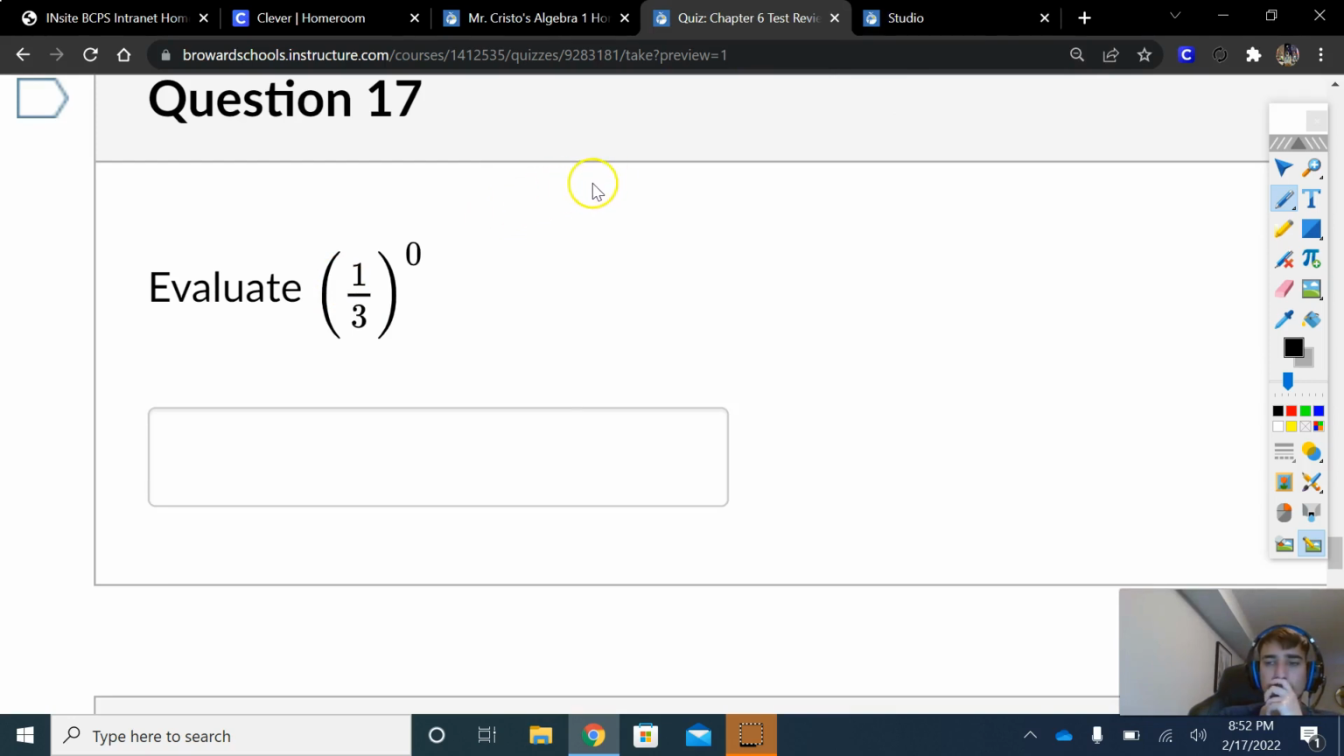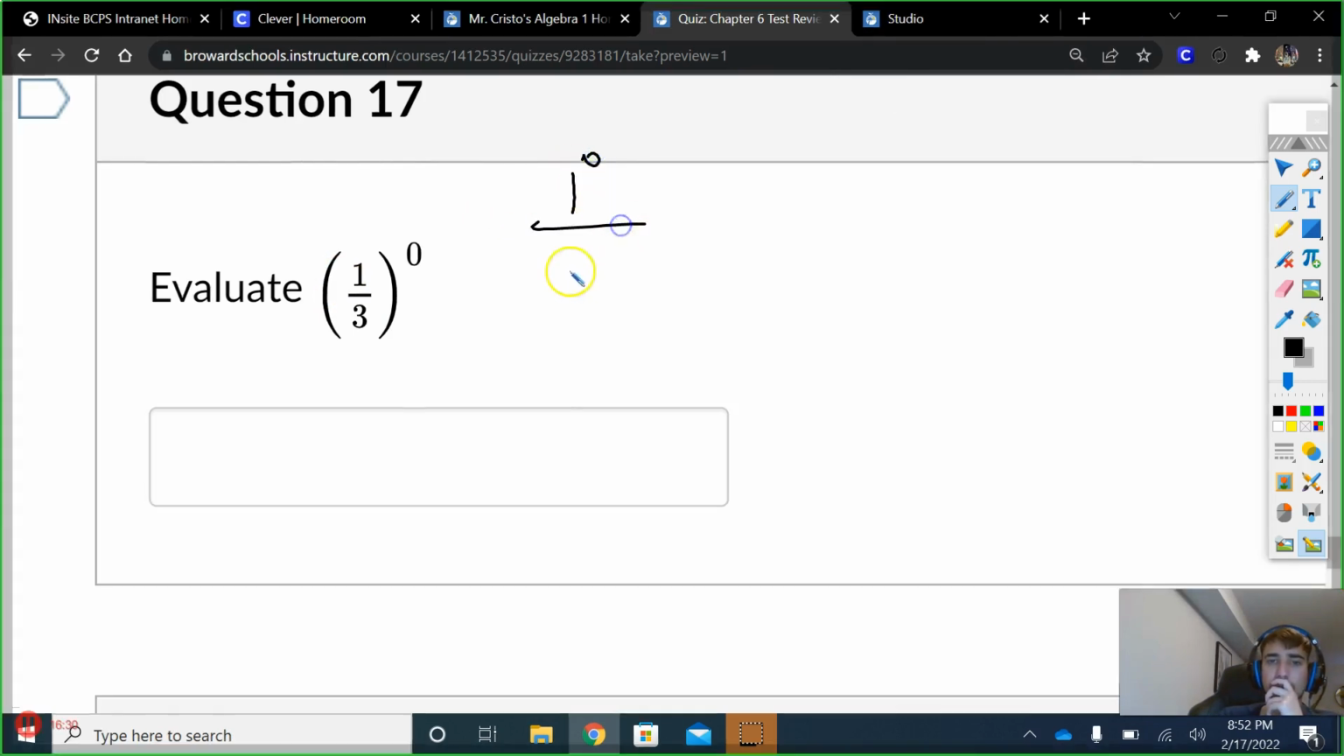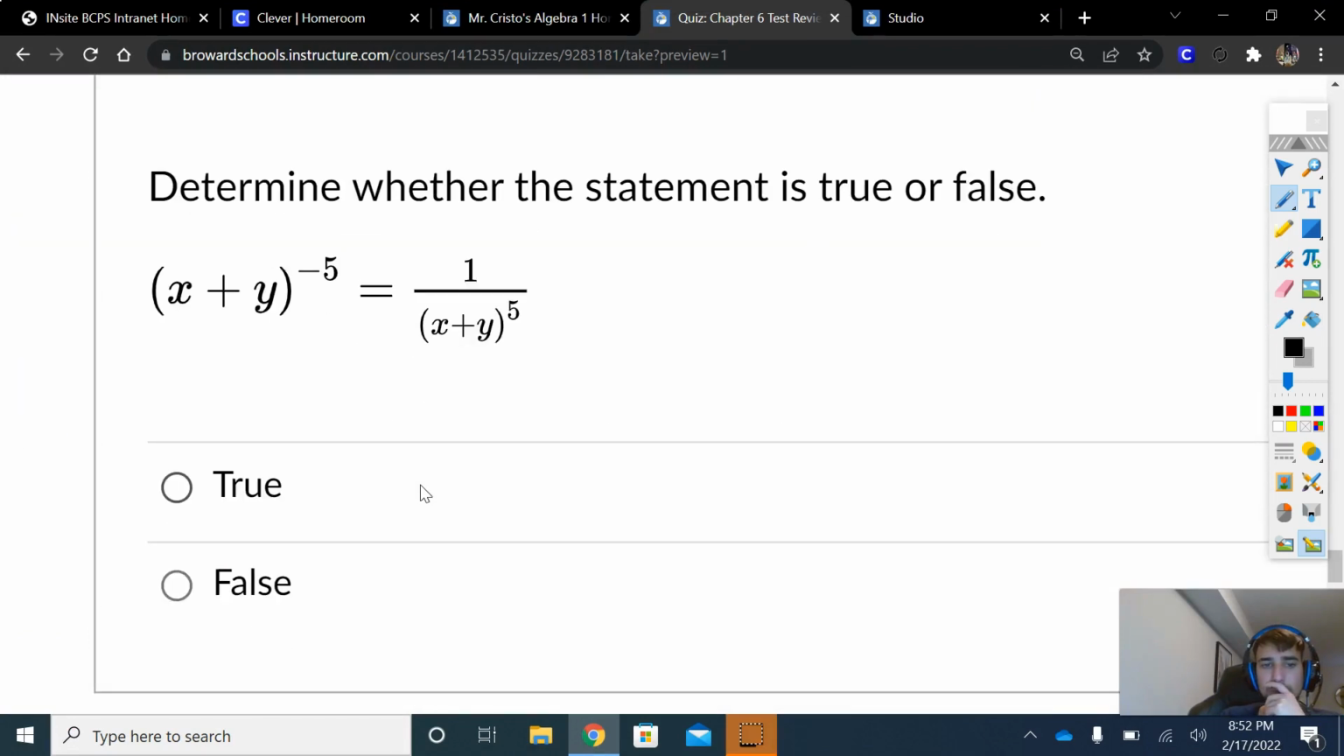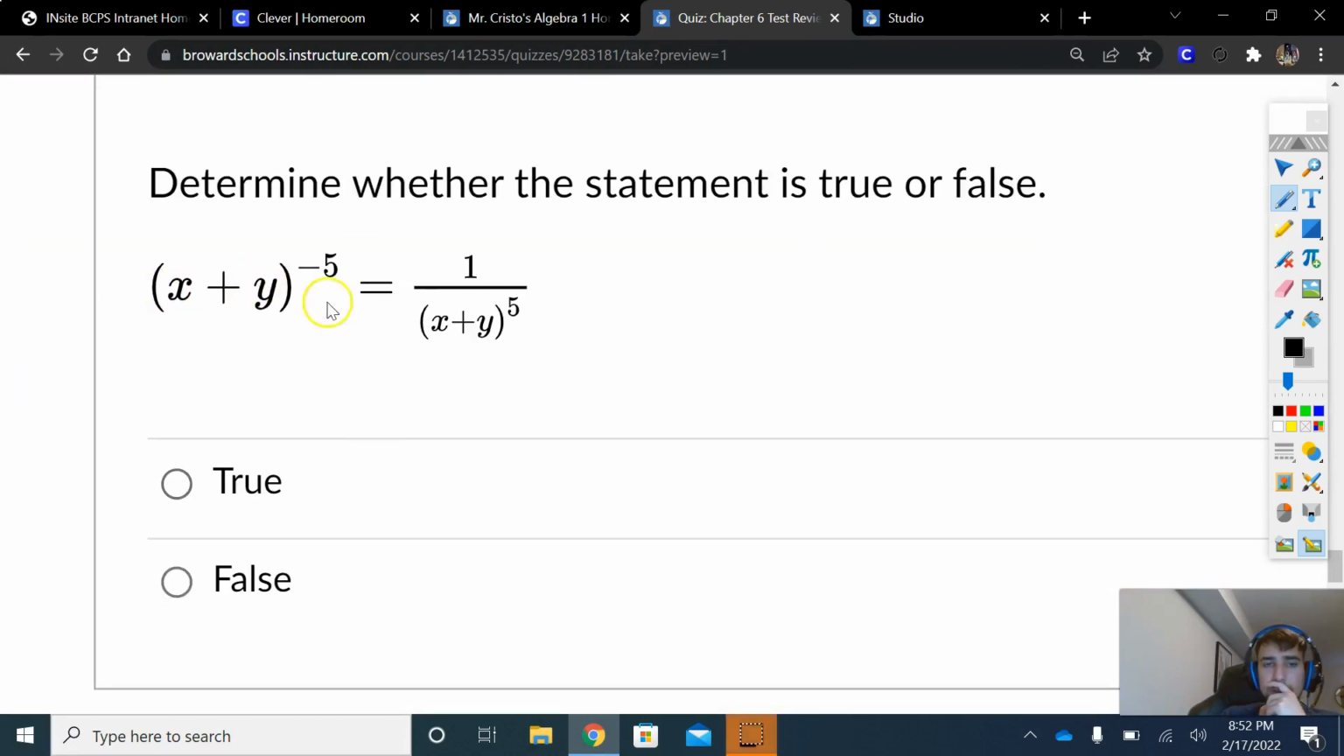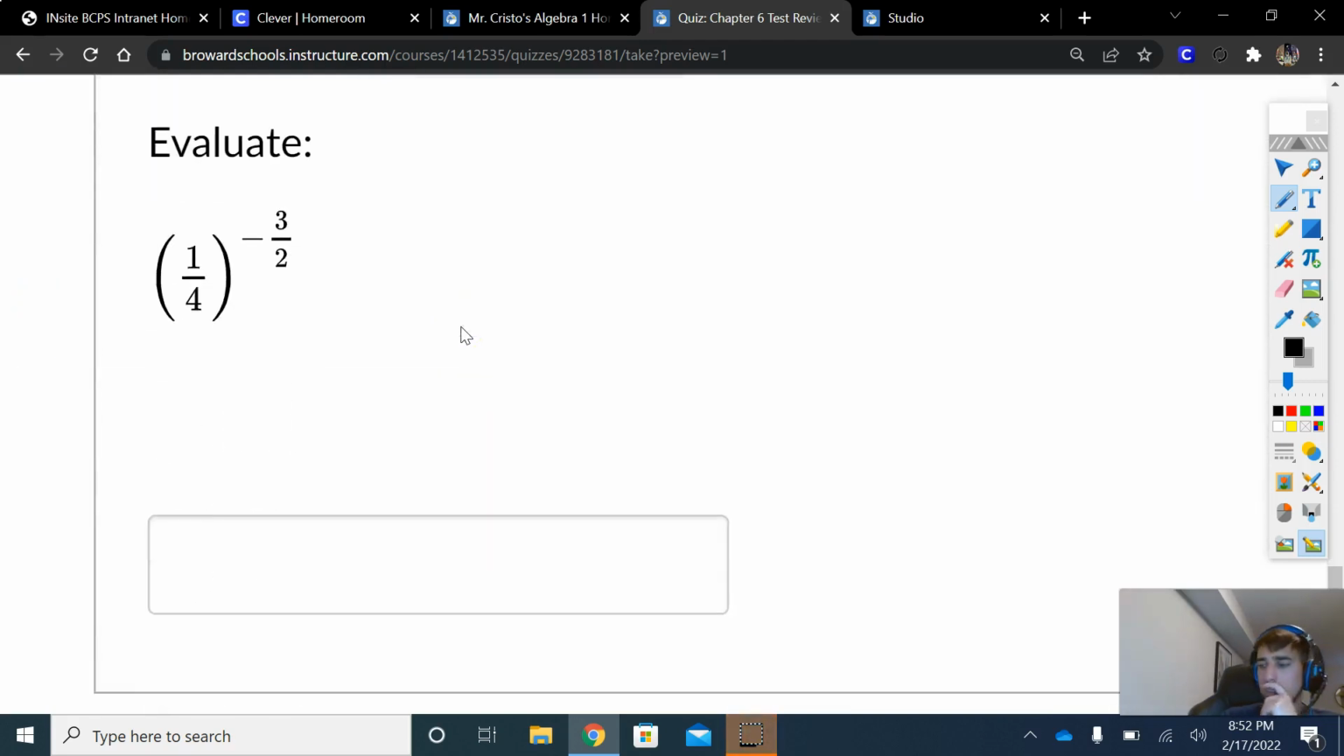This one is like doing 1 to the 0 power over 3 to the 0 power, which is 1 over 1, which is just 1. Well, this is upstairs right now, so it has to go downstairs, so it is true. It is true, and then once it goes downstairs, it can change to a positive exponent. All right, this one just involves a little tiny bit of work.